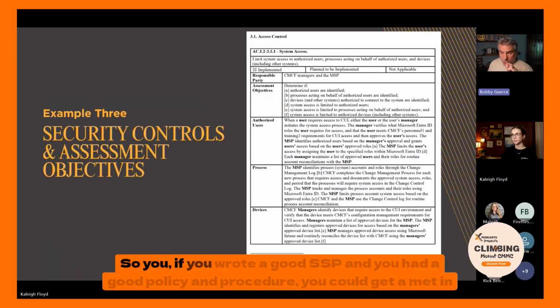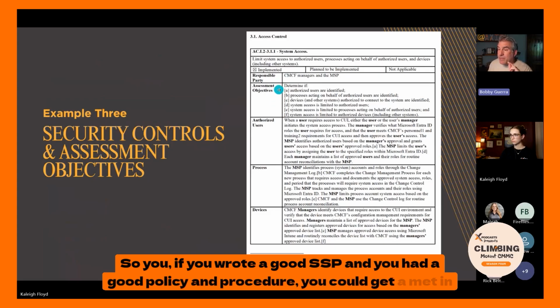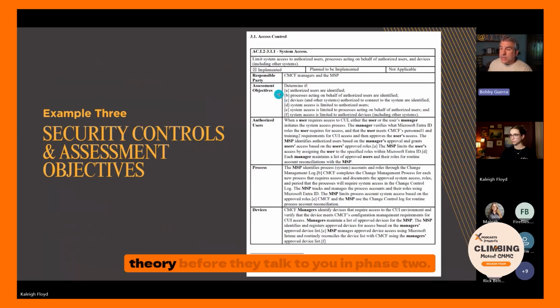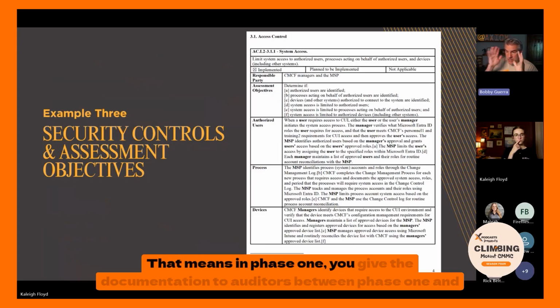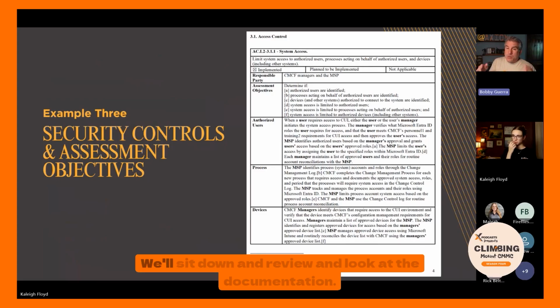So if you wrote a good SSP and you had a good policy and procedure, you could get a MET in theory before they talk to you in Phase 2. What do I mean by that? That means in Phase 1, you give the documentation. The auditors, between Phase 1 and Phase 2 of your assessment, will sit down and review and look at the documentation.